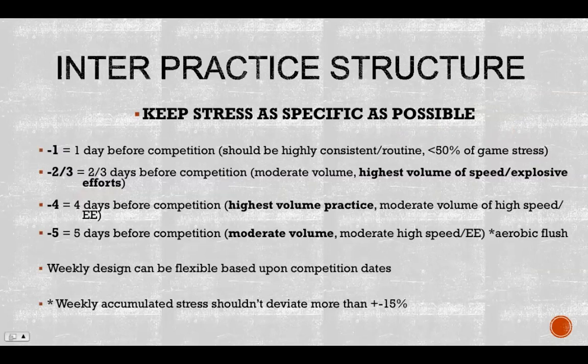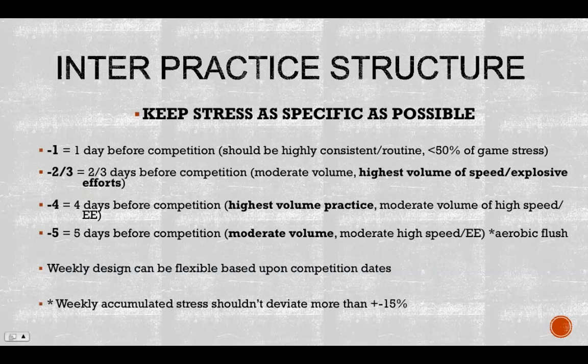So inter-practice schedule. So what we're looking at in terms of a full week. So this -5 to -1 would represent a Monday through Friday going into a Saturday game. So that -5 down here is going to look at the Monday typically after a weekend game. So 5 days before competition, pretty moderate volumes, moderate high speed. EE represents explosive efforts. And it's kind of an aerobic flush practice. -4 days out from competition, it's our highest volume practice, moderate volume of high speed and explosive efforts. And then -2, -3. So those are 2 to 3 days before competition.